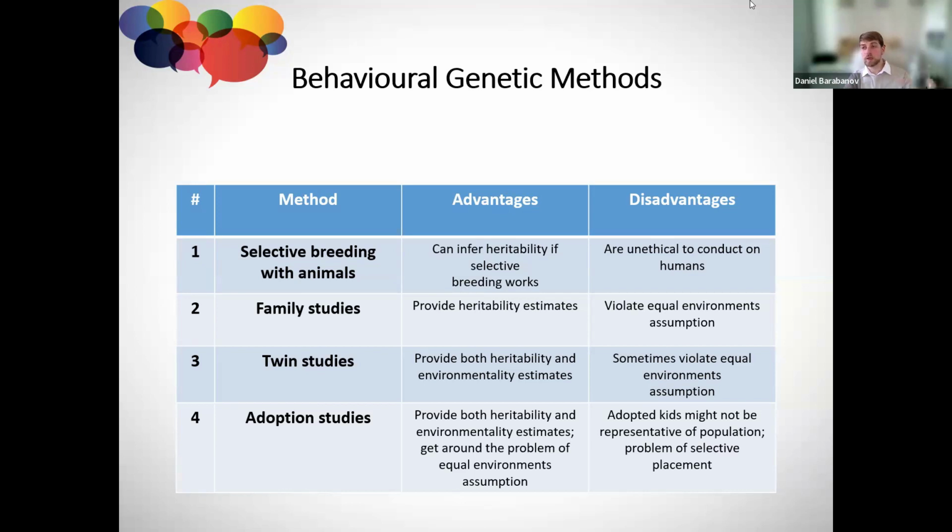So usually, if you take any research article in behavioral genetics, it utilizes at least one of the aforementioned methods, but again, it's not a full list. It's only a small introduction to how it might look.